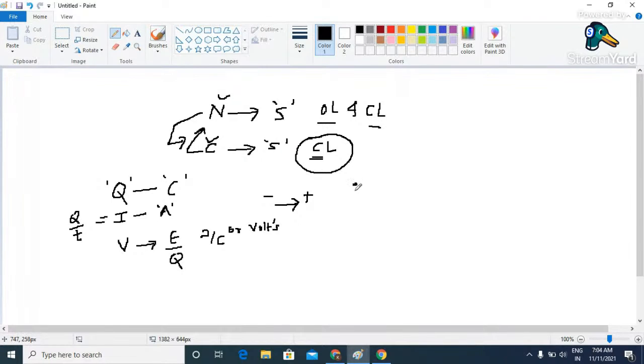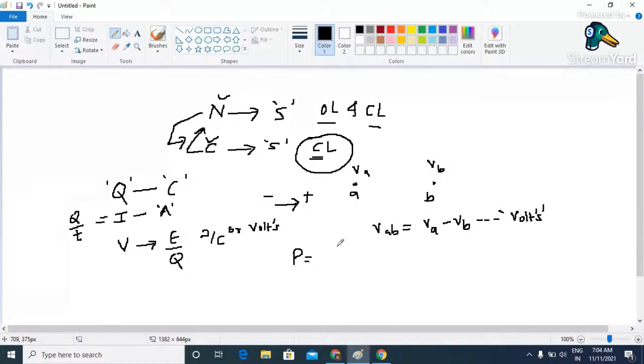For example, if we have 2 points, one at A and another at B, suppose the voltage at point A is VA and the voltage at point B is VB. So the difference in potential is VAB, which is nothing but VA minus VB. And the unit for potential difference is again volts, or you can say joule per coulomb. Then we discussed the concept of power.